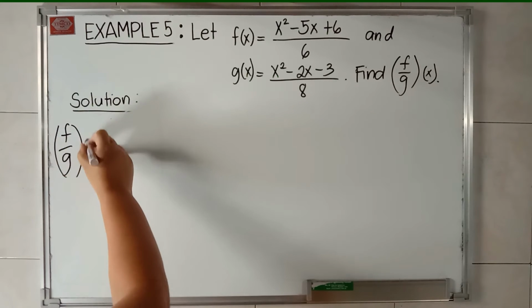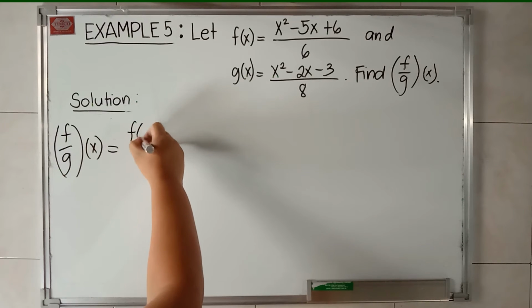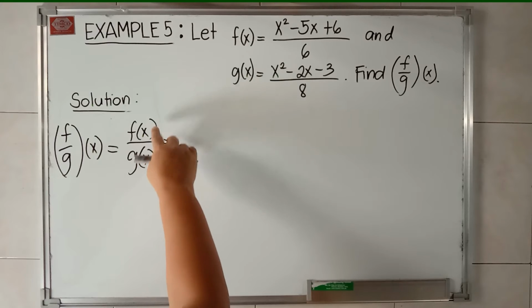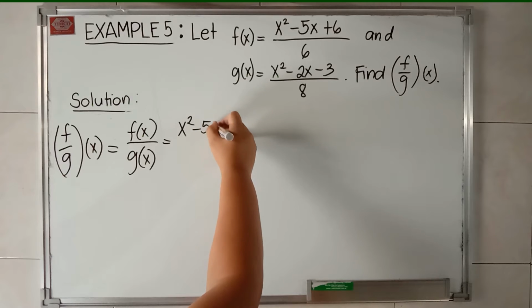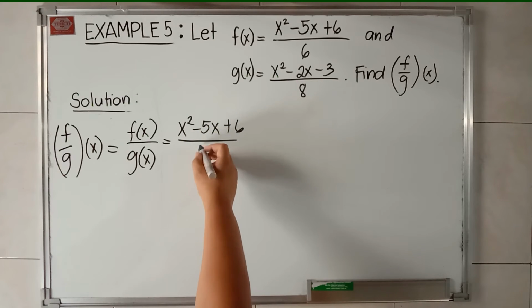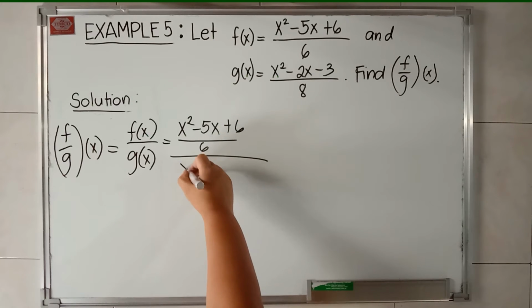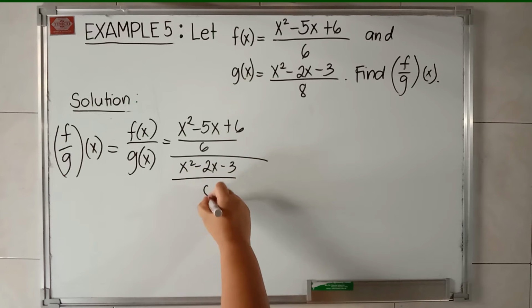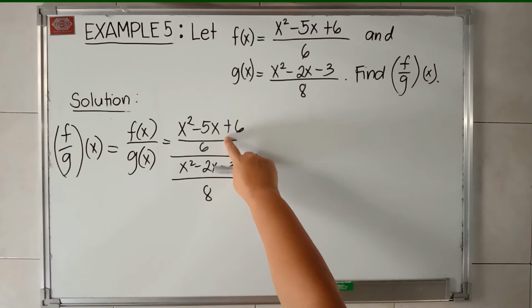So from the definition, we have f of x over g of x. f of x is equal to x squared minus 5x plus 6 over 6, over x squared minus 2x minus 3 over 8. That is g of x. So from the rule, you have to rewrite the numerator.